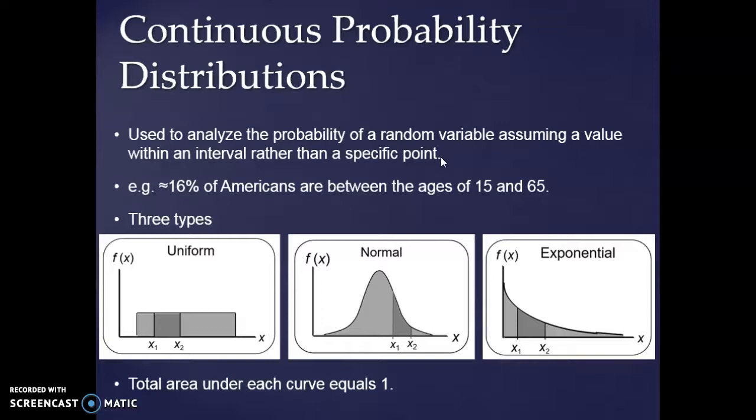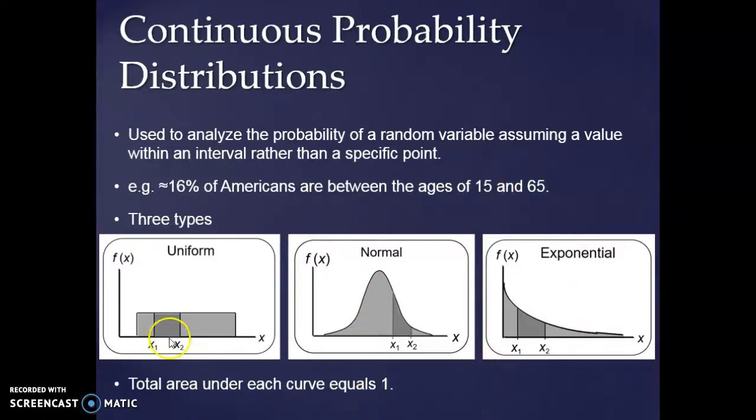Those analyze probabilities at specific points, whereas these continuous distributions analyze intervals. Example, approximately 16% of Americans are between the ages of 15 and 65. We're not looking at the probability of an American being 15 or 65. We're looking at the probability of Americans being in this range. Okay? In every instance, the total area under the curve equals 1.